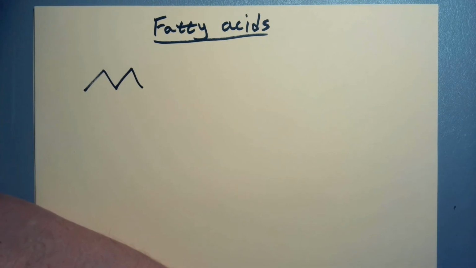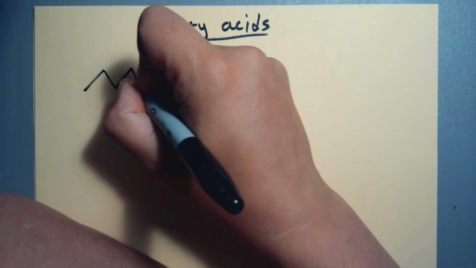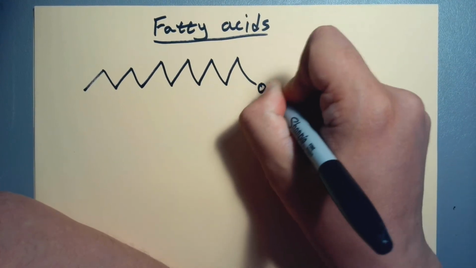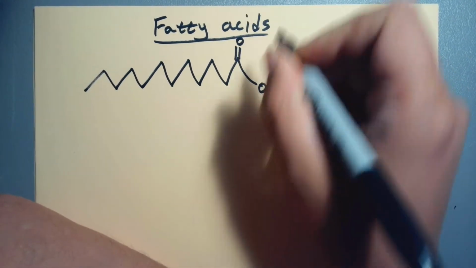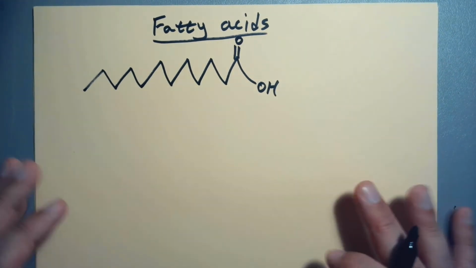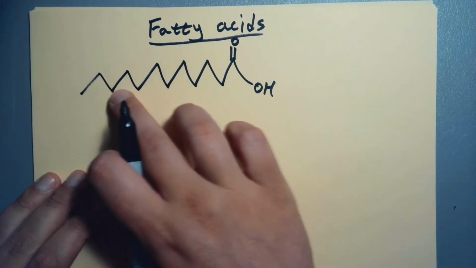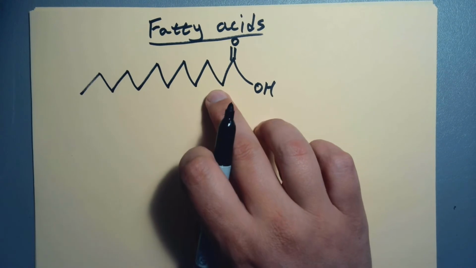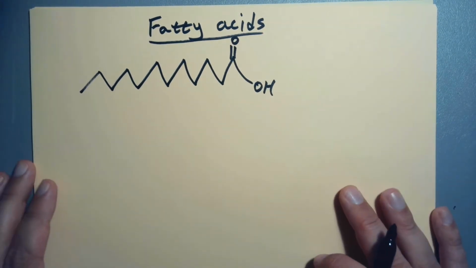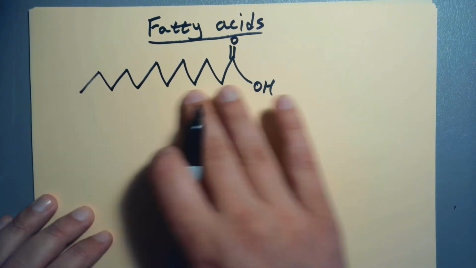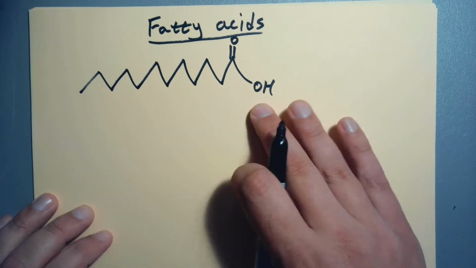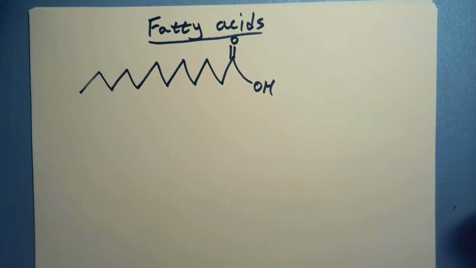So 1, 2, 3, 4, 5, 6 of these. 1, 2, 3, 4, 5, 6. This is going to be a carboxyl group here. And so this is our line drawing of a fatty acid. So it has a long non-polar tail. It's all carbons and hydrogens, and then there's a carboxyl group on the end, and that gives us a fatty acid. So this is like the fatty part, and this is like our acid. So fatty acid. Creative as always with the names.